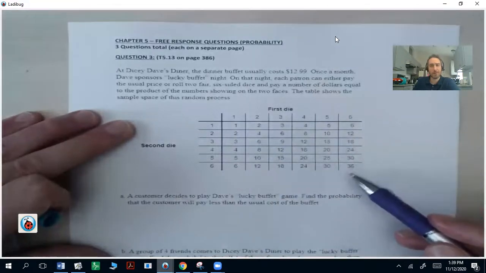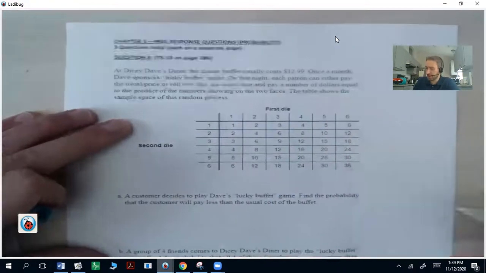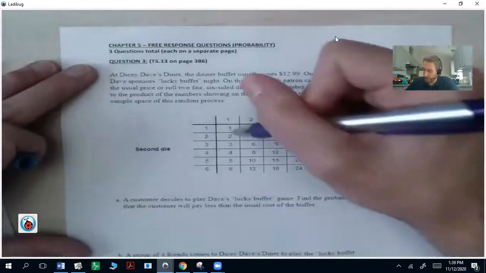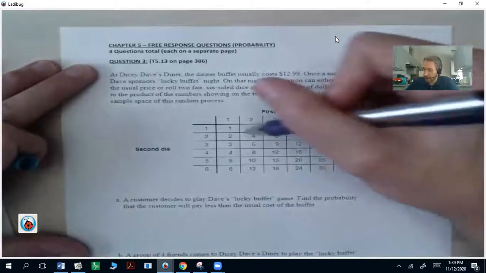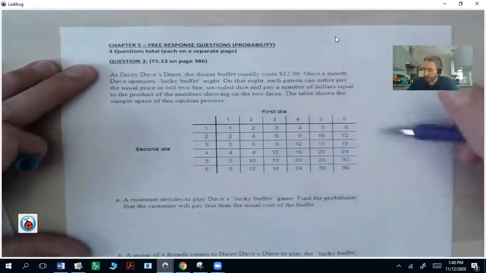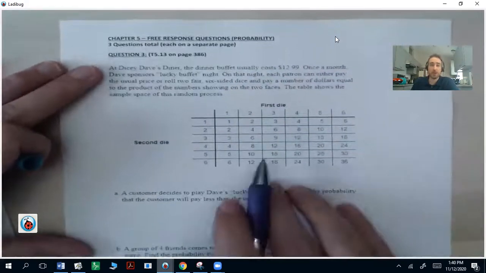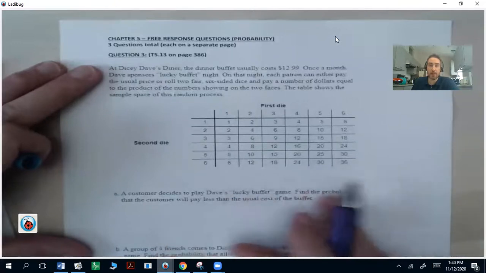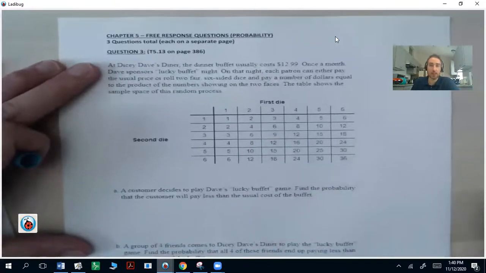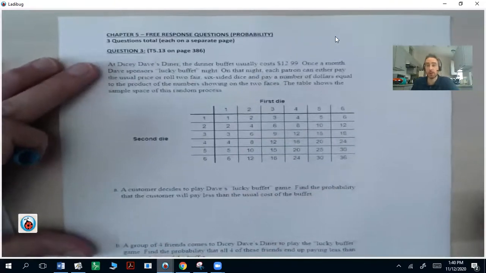Whew, I don't want to be doing 2 6s there. So here's your sample space. Think about how many options you have. You have 6 times 6, so there's 36 different options there, right? So a customer decides to play Dave's Lucky Buffet game. Find the probability that the customer will pay less than the usual cost of the buffet.